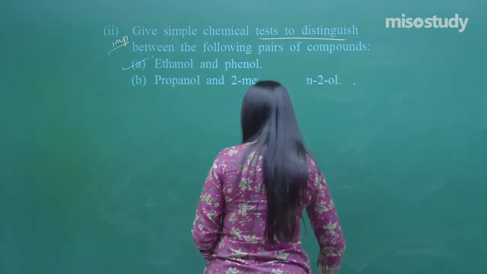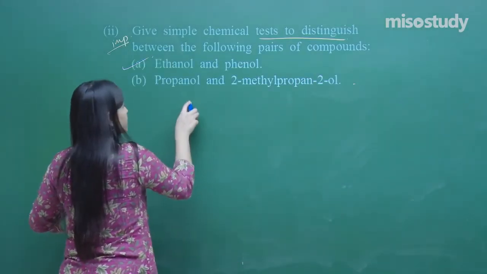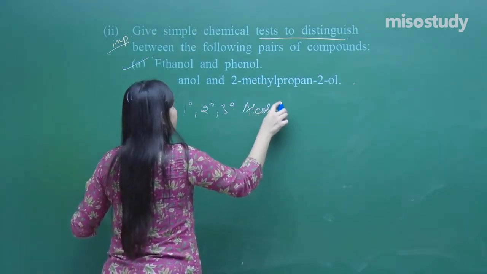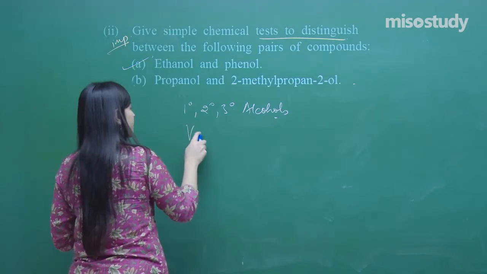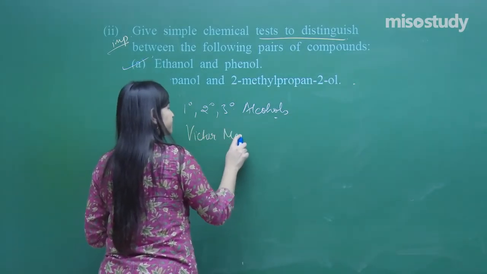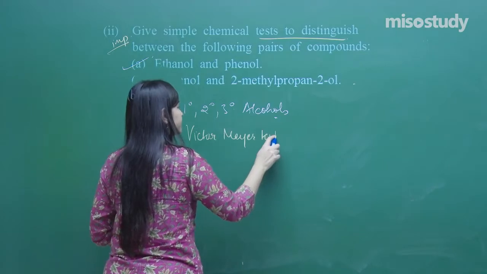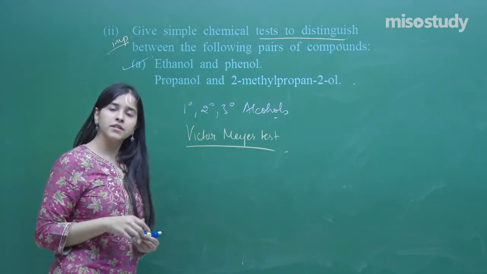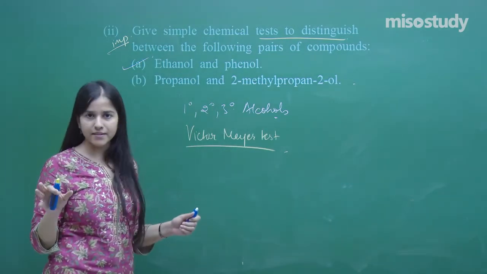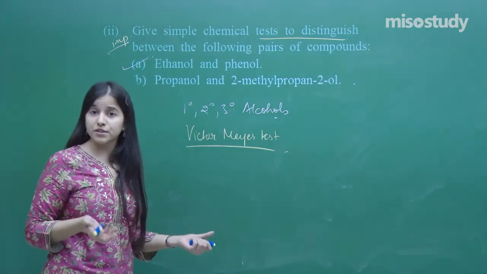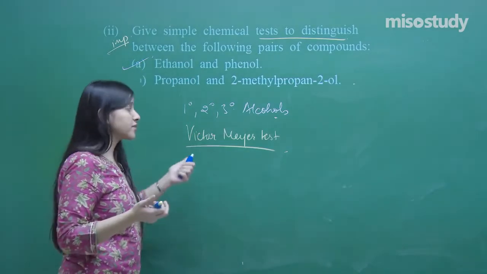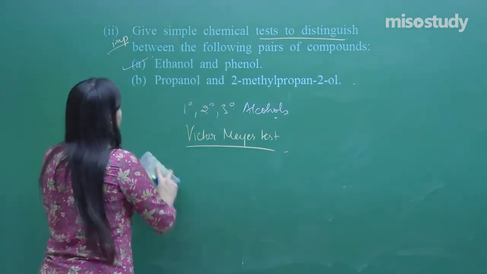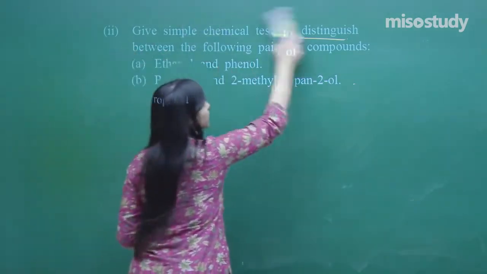And yes, for your information, I would like to tell you that one more test is there, which is a very good test for primary, secondary and tertiary alcohols. And that test is the Victor-Meyer test. You can read about it. It is not included in NCERT, but yes, in some of the competitive books. If you want to have more knowledge, you can read about this test, right? It's also a very easy one. Fine. So let me go on to the next question.